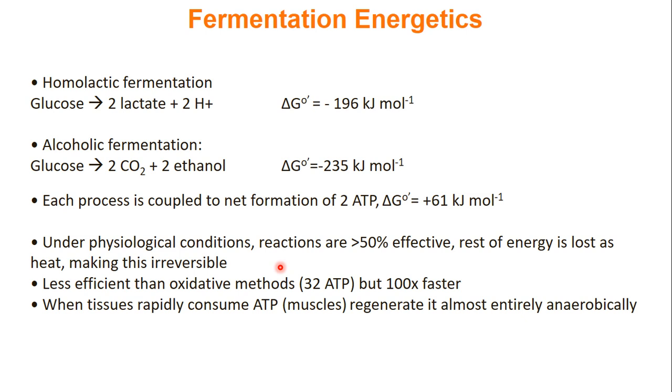Like I said, you're only making 2 ATPs, so it's way less effective than oxidative methods, which make 32 ATPs, but it's 100 times faster. So by the time it would take for you to get 32 ATPs, you have made 200 ATPs. So yeah, you're burning more resources. It's not efficient, but it's fast. So when you're using your muscles and you're rapidly using ATP, all your ATP is going to be regenerated through making this lactate.